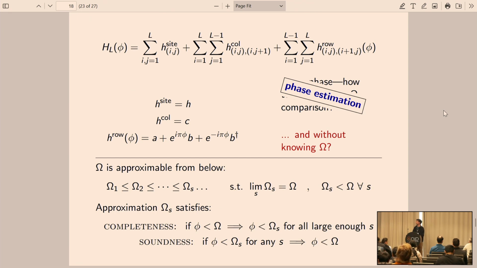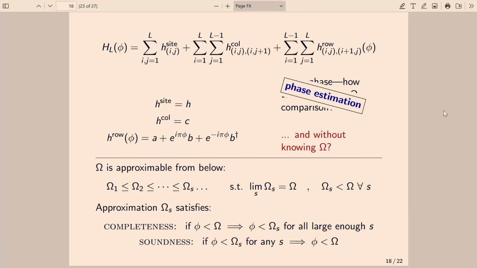Fortunately, this first point is really a solved problem by previous work. You just do phase estimation to get the phase printed out onto the qubits. But the second point is specific to our work. And the key idea really is that although it's an uncomputable number, that doesn't mean you can't approximate it. You can approximate it from below by this sequence omega sub s that's monotonically increasing and equals Chaitin's constant in the limit.